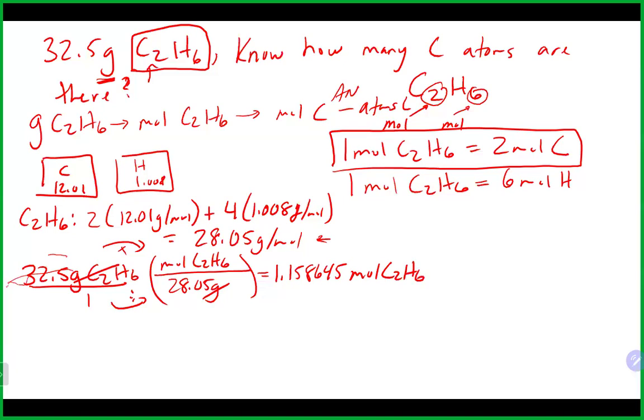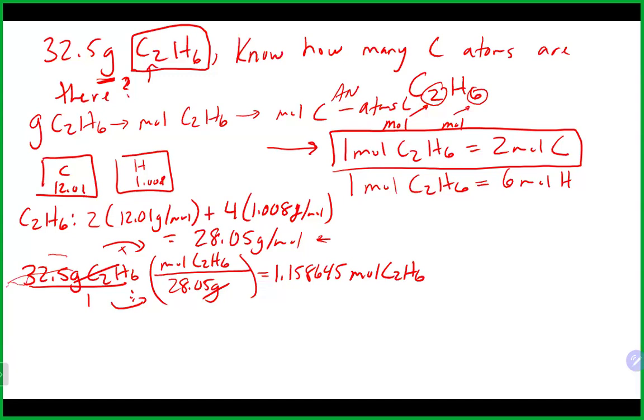If you do, like normal, don't round too much. I kept a few more digits than I probably need. At this point, we now have it in moles of the whole thing. And that's what's going to now allow us to use our conversion factor here to go from moles of the whole thing to just the moles of carbon.